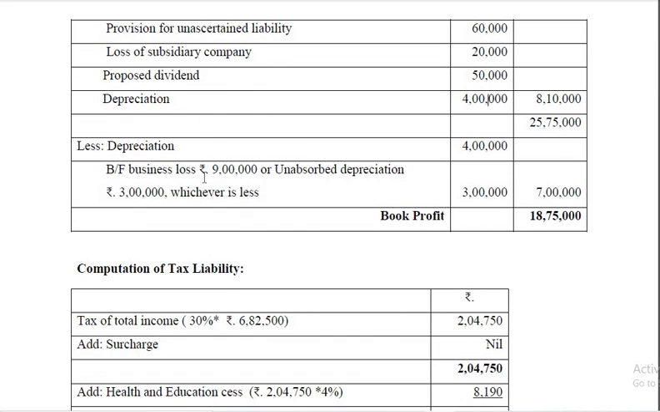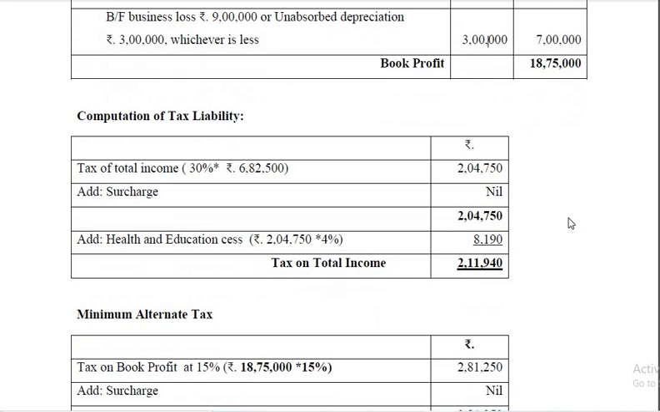Okay, then another item is brought forward business loss or unabsorbed depreciation, whichever is less. So 3 lakh that should be deducted. So total deduction in this problem, only 2 items are there which are to be deducted. So 7 lakh. So the net value, that's nothing but book profit, 18 lakh 75,000.